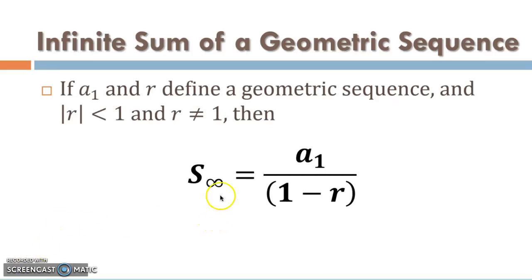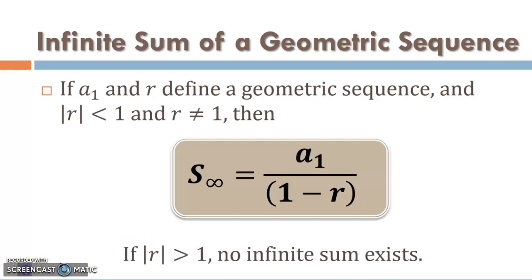The infinite sum is equal to the first term divided by 1 minus the common ratio. But what happens if the absolute value of R is greater than 1? No infinite sum exists. So looking at R is very important for these infinite sums.